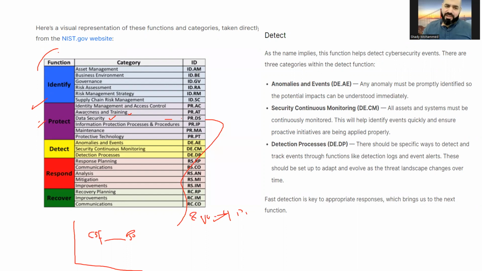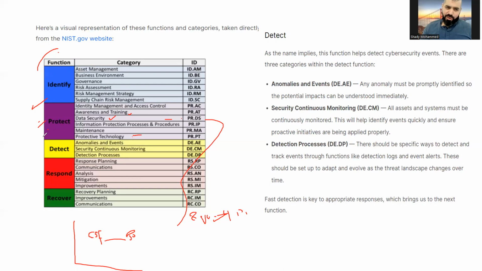We talked about the information protection processes and procedures. We talked about proactive technology like firewall, IPS, IDSs. We looked at also next generation firewall, UTMs, and all the stuff in the lectures, okay?